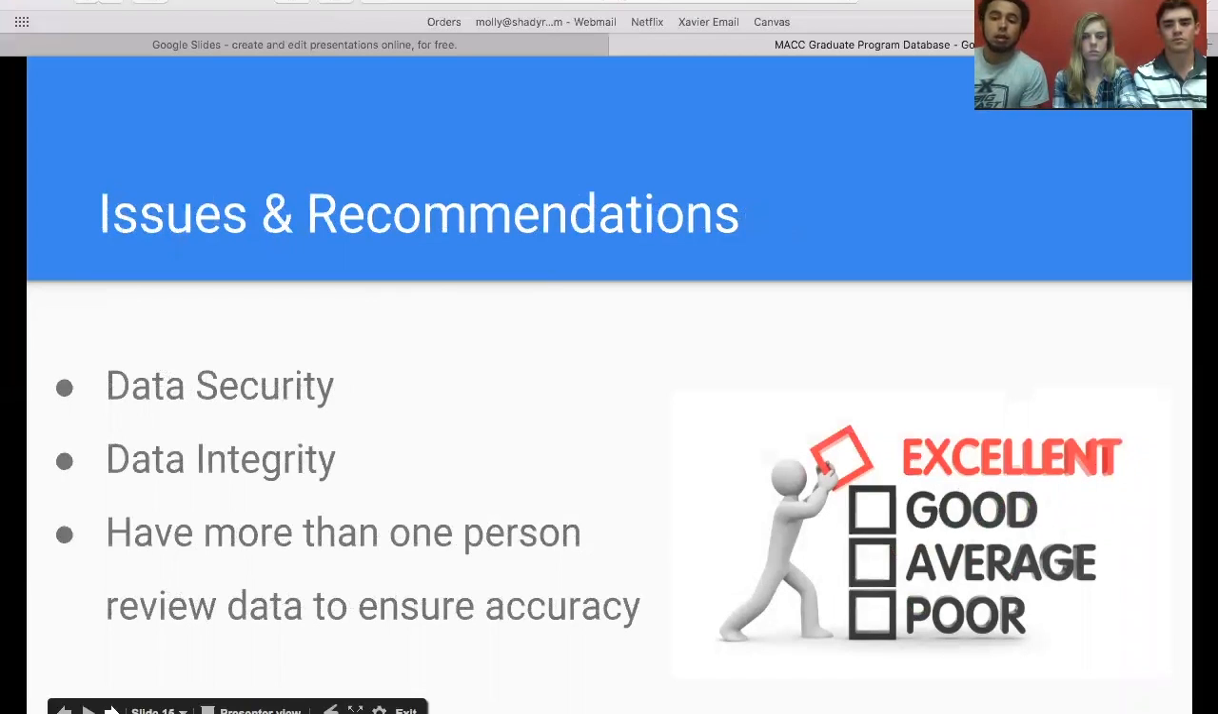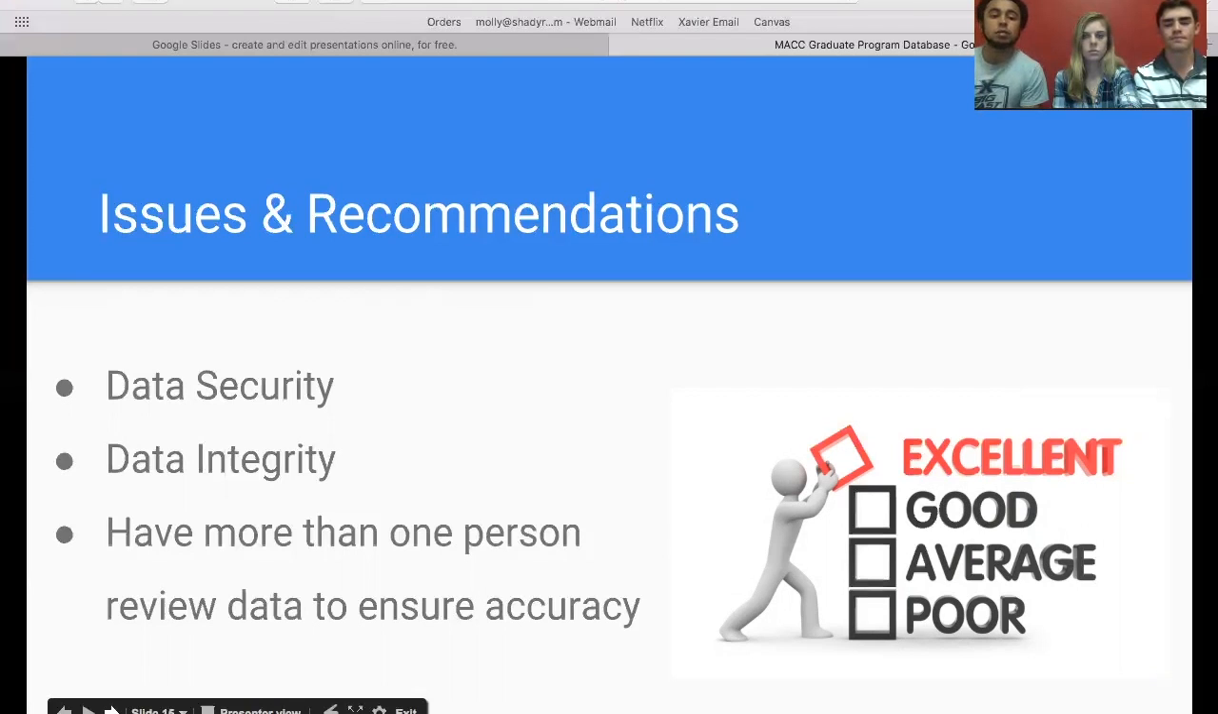And lastly, issues and recommendations. So first, with data security, we wanted to make sure all the data is private. We don't want any of the data to be public. We want to keep it between the students, the faculty, and the university. And with data integrity, we want to make sure it's all correct and honest data.